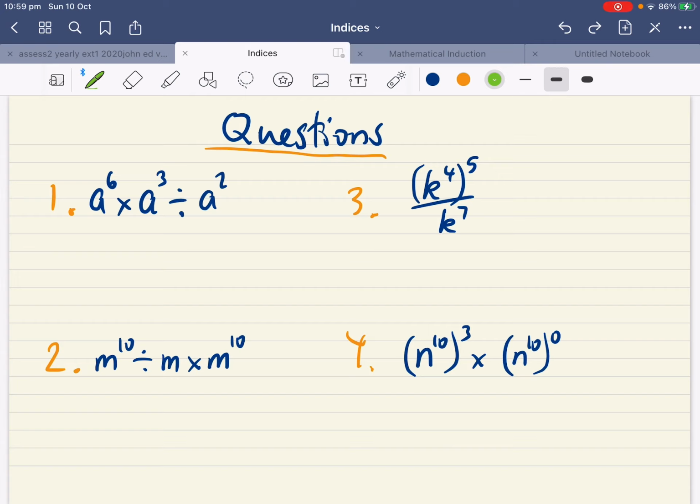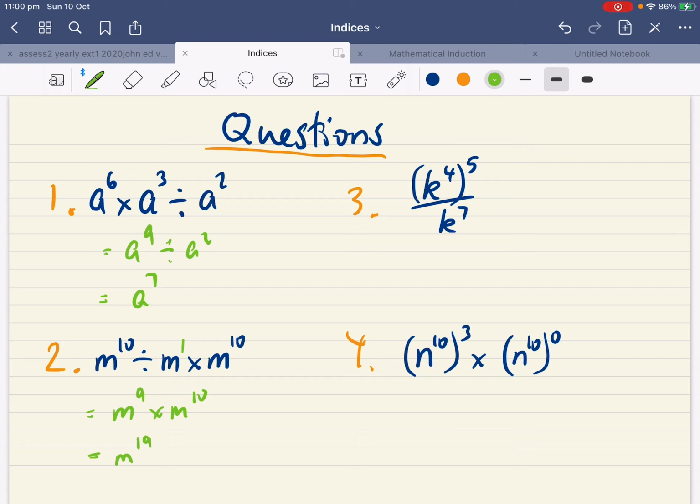All right, so hopefully you've got answers for this first one. You've got index law number 1, adding, so you'd end up with a to the 9 divided by a squared. And then using index law number 2, you should have got a to the 7 as your final answer for the first one. The second one, I've got the division first this time. So using index law number 2, you should have ended up with m to the 9 times m to the 10. Index law number 1, we add the powers. m to the 19 was the final answer for question 2.